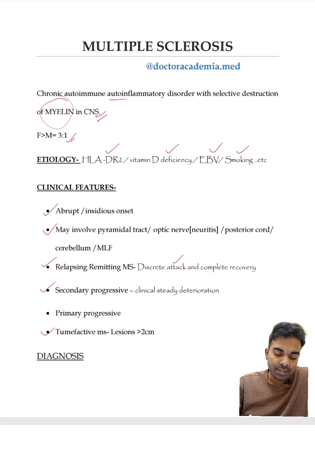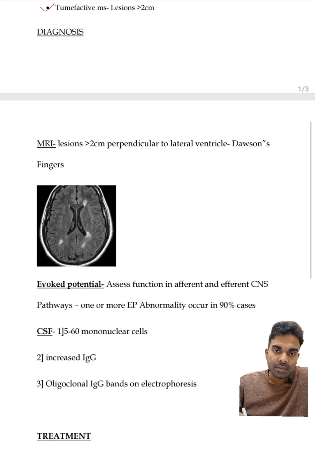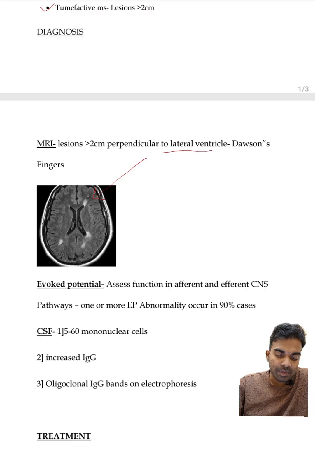How do you diagnose it? We can diagnose multiple sclerosis by taking an MRI scan, which is now said to be the gold standard, where we can see lesions of more than 2 centimeters, perpendicular to the lateral ventricle, which are known as Dawson's fingers. You can make out the Dawson's fingers in this image, where we can see finger-like extensions, which is periventricular in location.